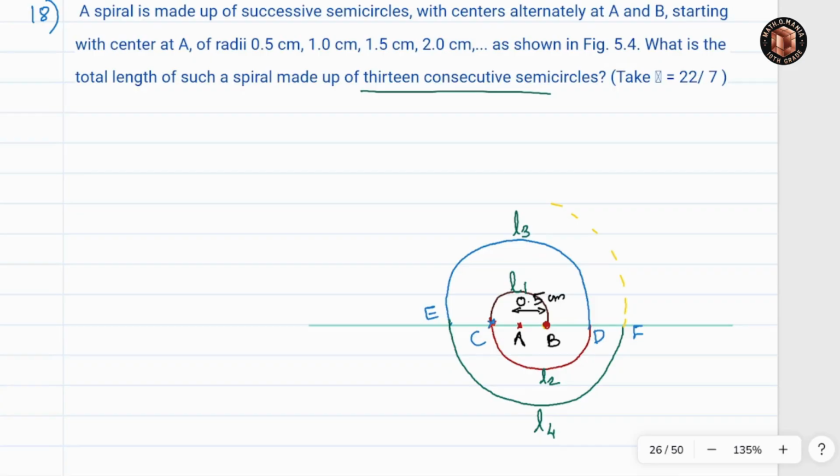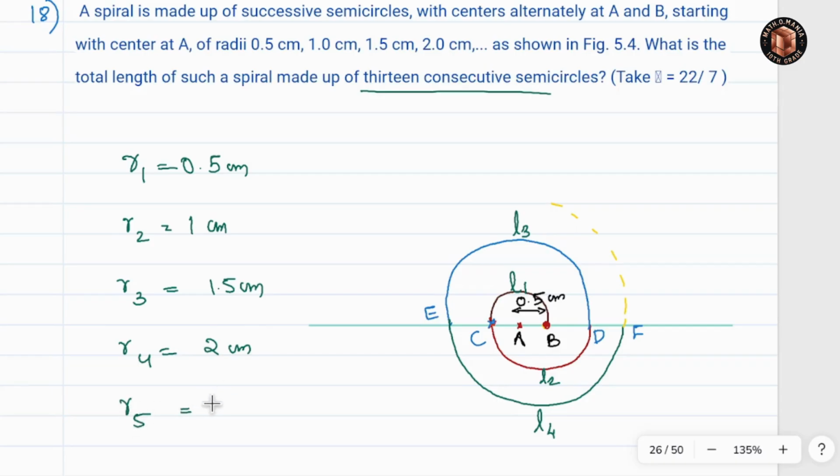Then comes the next semicircle CD, which I have drawn with a red color line. There the radius is going to be 1 centimeter. Like that it goes on. That means radius R1 equals 0.5 centimeter. R2, the radius of the next semicircle, is 1 centimeter. Radius of the third, R3, equals 1.5 centimeter. R4 equals 2 centimeter. R5, the next one, will have a radius of 2.5 centimeter. Like that it goes on.